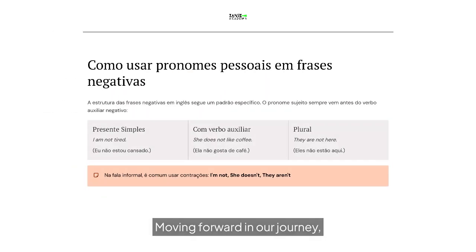Moving forward in our journey, let's explore how to use personal pronouns in negative sentences. This is a crucial aspect of English grammar that will enhance your ability to express disagreement, absence, or negation in conversations. Now, you might wonder, what does a negative sentence structure look like? Well, it follows a specific pattern.